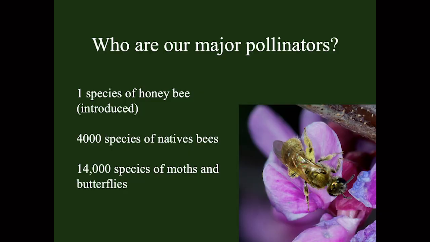We have one species of honeybee that we've introduced to this country, and it's very good at pollinating a number of the crops we also introduced. We have 4,000 species of native bees that did almost all of the pollination in North America before we brought the honeybee over here. And we have about 14,000 species of moths and butterflies that individually typically are not nearly as good a pollinator as bees are, but you put them all together and you also recognize that most of the pollination these guys do, it's really by moths, and it happens at night when we don't see it. So collectively they become an important component of the pollinator community as well.